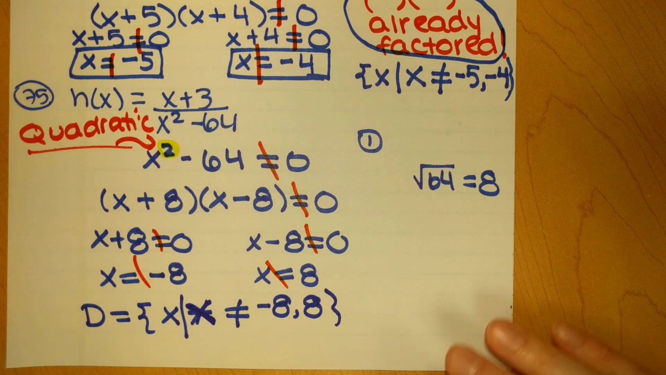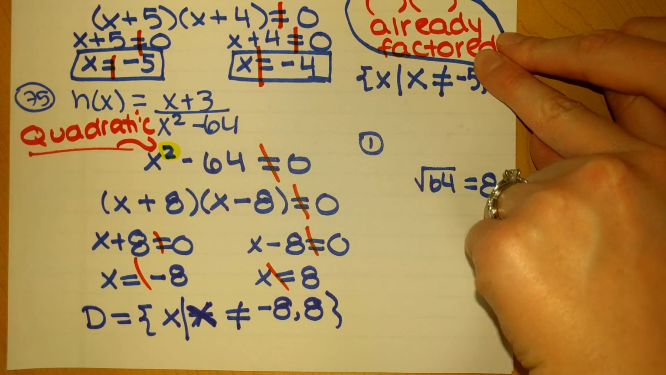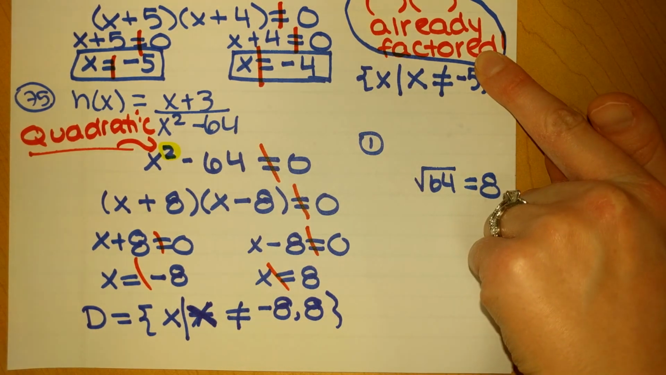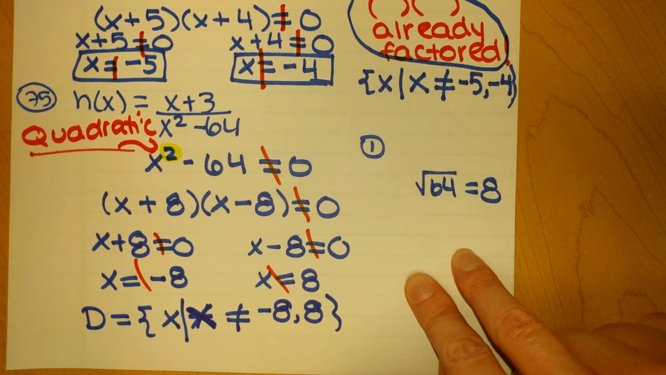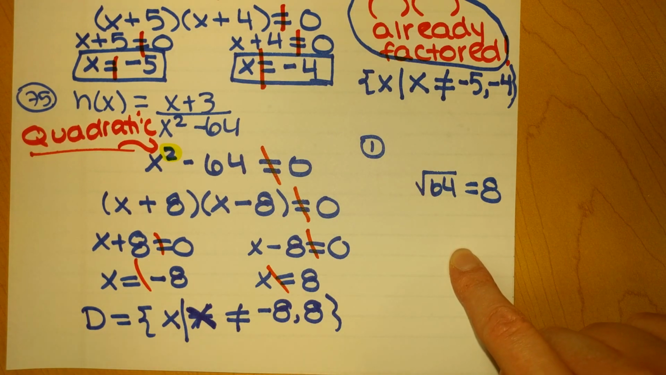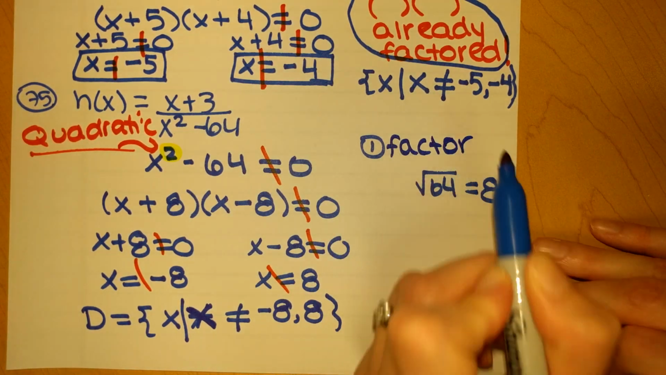So the key thing to remember from all of this is we need to set our denominator equal to 0. Once we set our denominator equal to 0, if it's already factored, we're almost there. We just have to set the factors equal to 0. If it's not already factored, as in number 75, then we need to factor first and then set each of the factors equal to 0. So factor and then set them equal to 0.